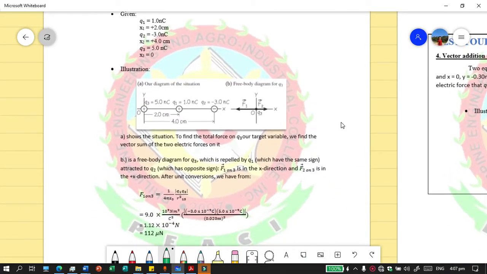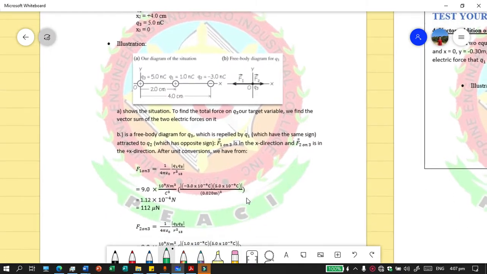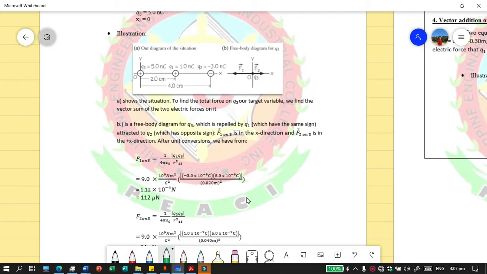solving force of 1 on 3 and force of 2 on 3. Sige. Let us try to look if meron ba tayong problema dito. Force 1 on 3. So we have 1 over 4 pi epsilon naught times the absolute value of the product of Q1 and Q3 divided by r squared sub 1,3. So tama yan, wala tayong problema dyan. So let's try if the given values na sinulat natin is tama. Okay? Sige. This one is absolutely right. That is simply the constant value.